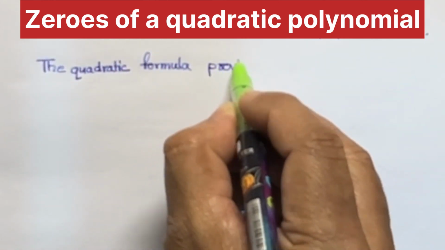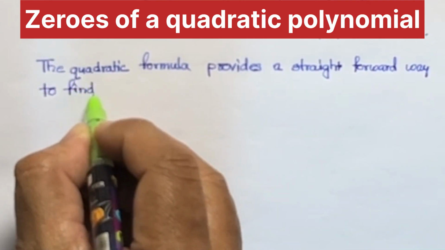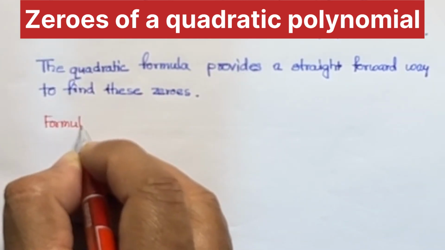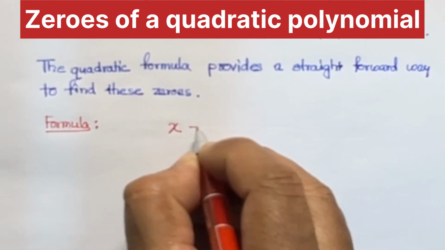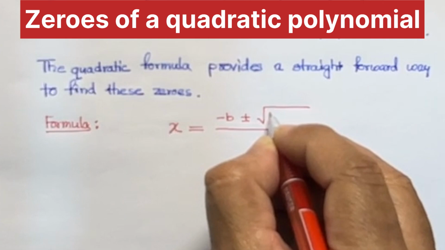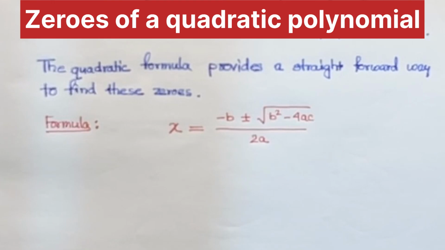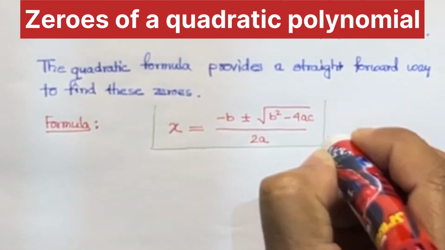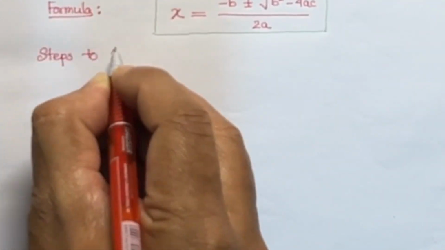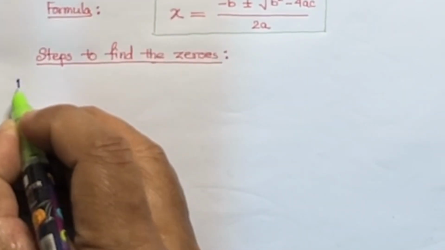The quadratic formula provides a straightforward way to find these zeros. The quadratic formula to find the zeros is x equal to minus b plus minus root over b square minus 4ac divided by twice a. Here a, b and c are the coefficients of the quadratic equation. Now let's learn the steps to find the zeros of the polynomial.